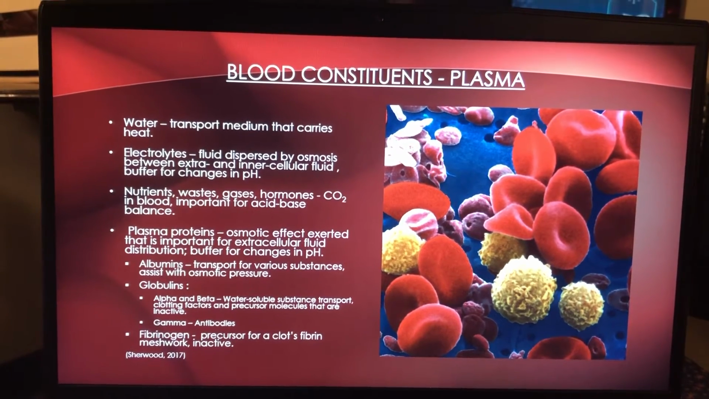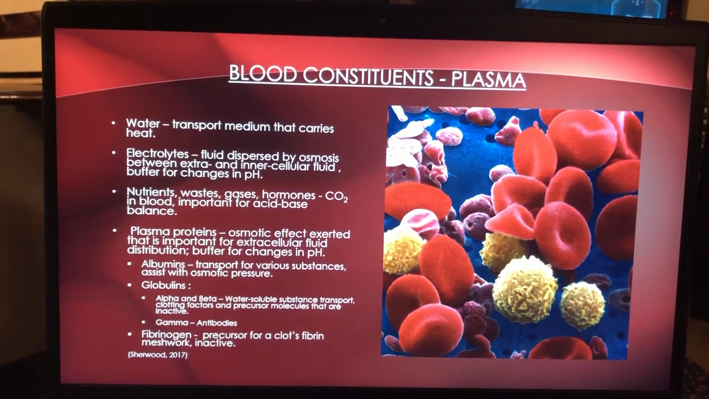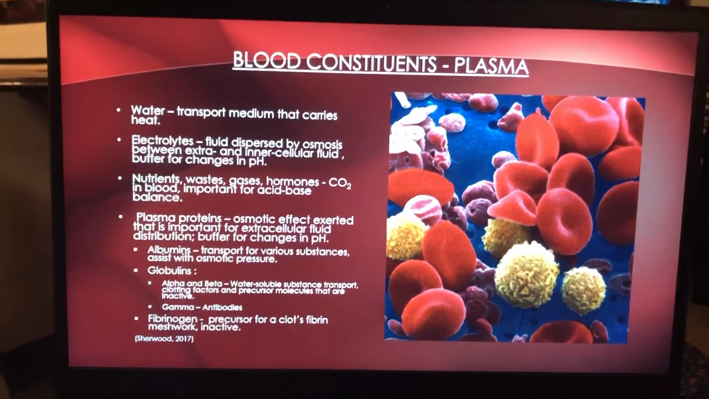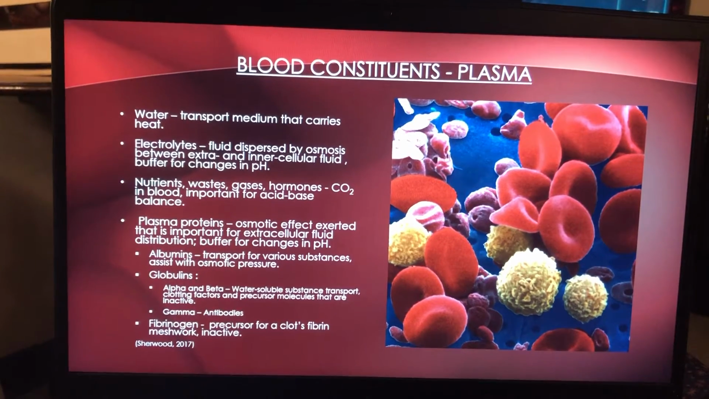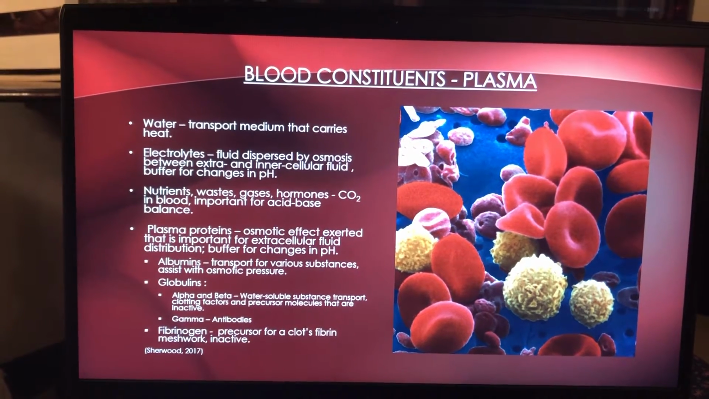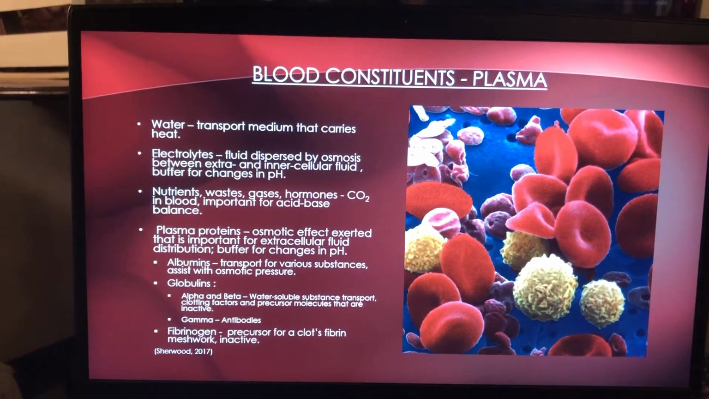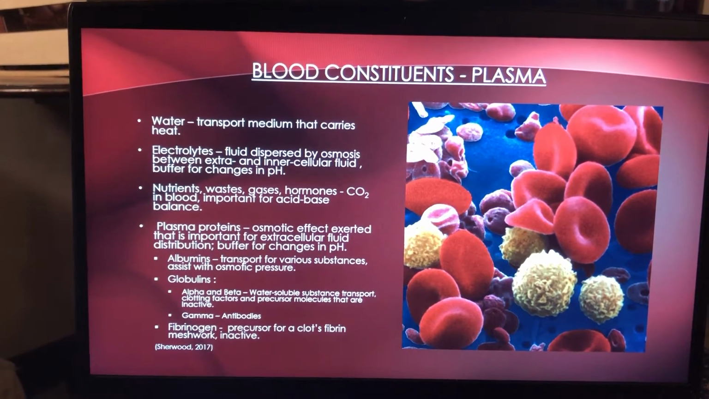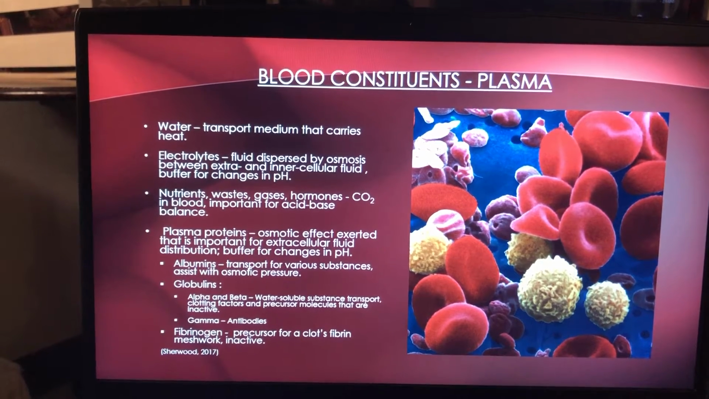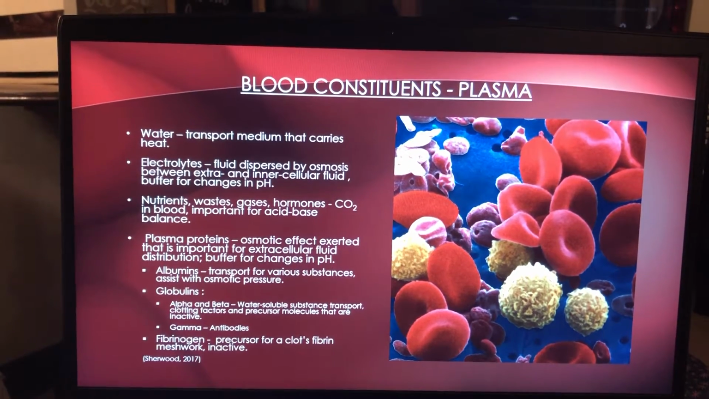Our plasma proteins are also in the plasma. They have an osmotic effect exerted that is important for extracellular fluid distribution. And these proteins are also a buffer for changes in pH as well. These proteins are the albumins, which are used for transport for various substances, and they assist with osmotic pressure as well. And also our globulins, there are three different types of globulins. Our alpha and beta globulins, which are water-soluble substance transporters, and they have our clotting factors, which help our blood clot properly when we need it to, and they're precursor molecules that are inactive as well.